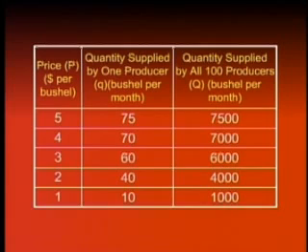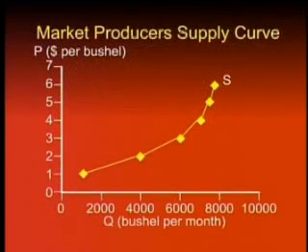Then the market supply schedule for these 100 producers is presented in column 3. When the price of corn is $5 a bushel, 7,500 bushels are supplied. Smaller amounts are supplied at lower prices. The market supply schedule is plotted in the figure shown, and the curve is labeled capital S.